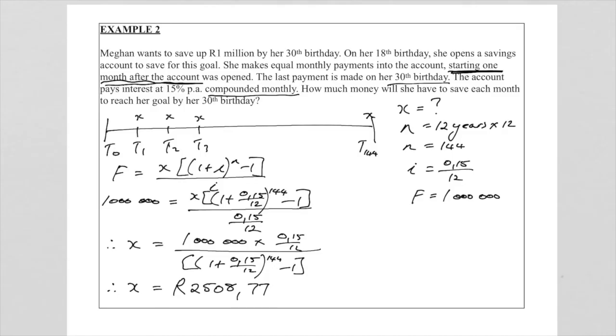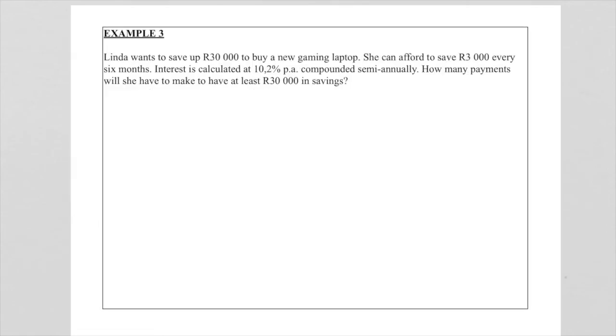In the next example, I want to discuss with you still the future value, but now to find N. Let's read it. Linda wants to save up 30,000 to buy a new gaming laptop. She can afford to save 3,000 every 6 months. So please take note that the payments are every 6 months. So that means half yearly. So that means our interest must also be calculated half yearly. Interest is calculated at 10.2% per annum, compounded semi-annually.